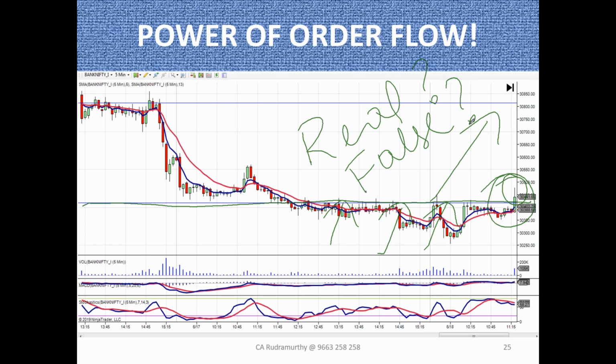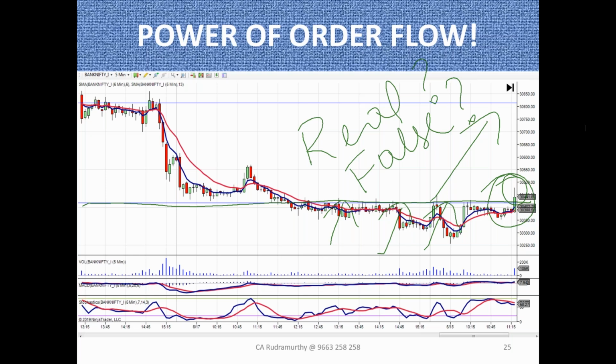So that's a big question we are trying to answer now. Is it a false breakout or is it a real breakout? If you want to answer this question, false breakout or real breakout, we have to now understand the power of order flow. The power of order flow will tell you whether the breakout is a false breakout or is it a real breakout.